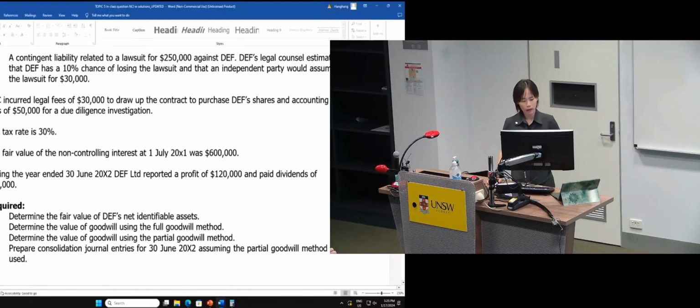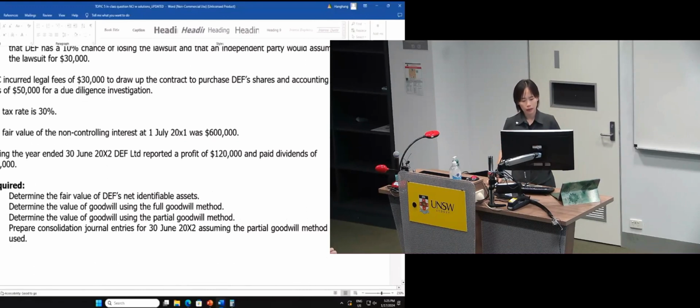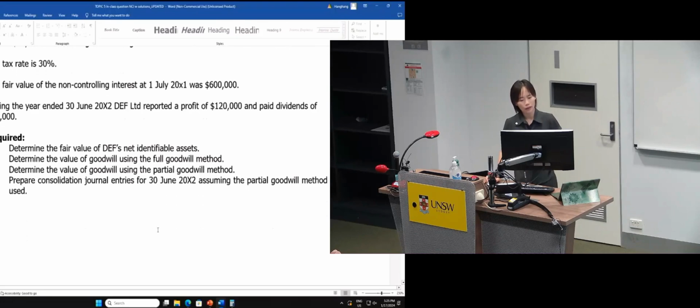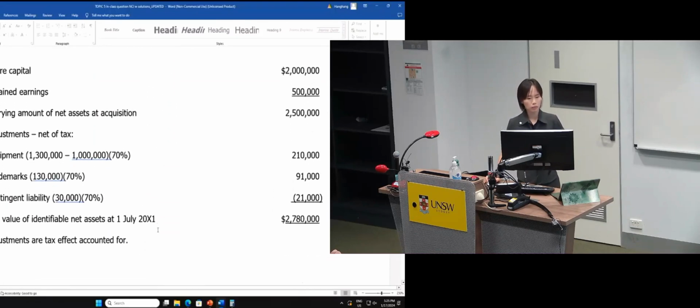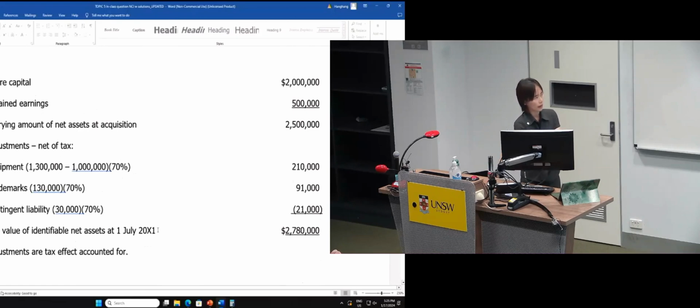Now, let's move on to look at the requirements. Determine the fair value of DEF's net identifiable assets. So that is AFINA, right? Calculate AFINA. The AFINA of the subsidiary is equal to the book value of the identifiable net assets. We simply reference the equity balance of the subsidiary on the acquisition date. Okay, so 2.5 million.